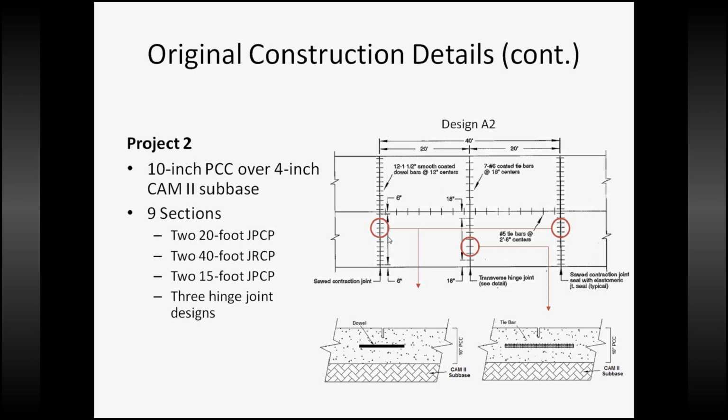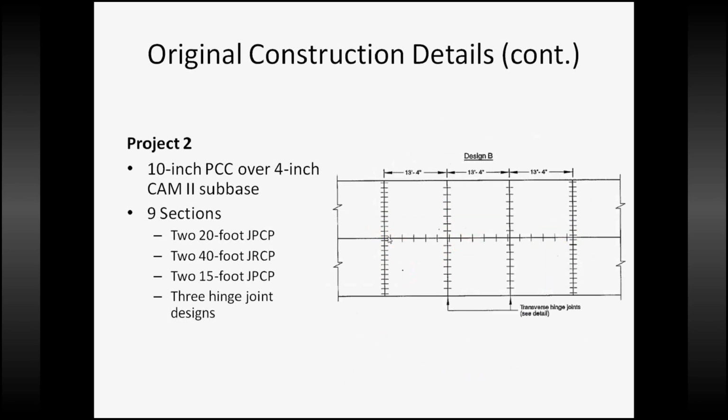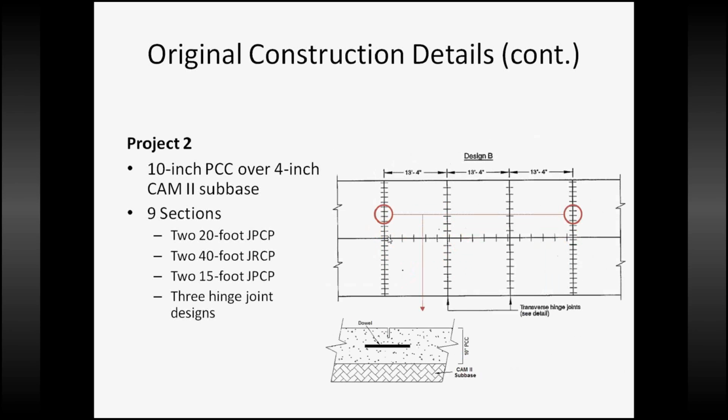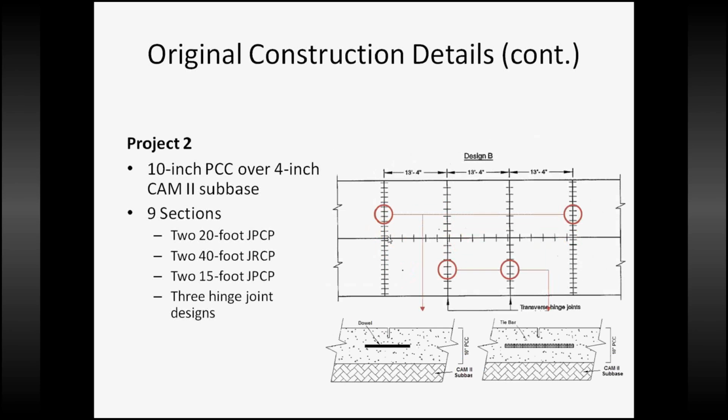Design A2 was the same as design A1, the difference being that it had area-wide reinforcement wire mesh. And design B was a 40-foot doweled slab with 2 intermediate tied joints at 13 feet 4 inches. The main objective for this project was to evaluate the effect of joint configuration and joint spacing in pavement performance.